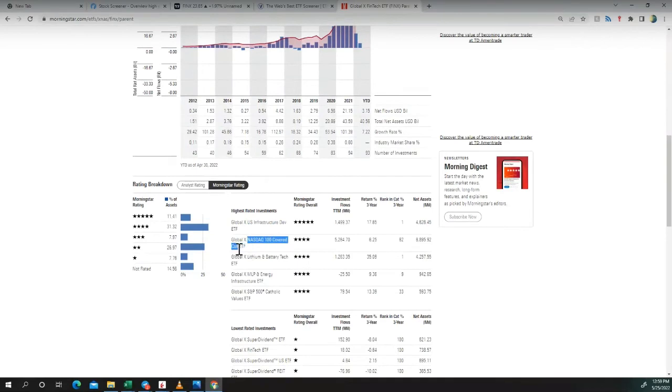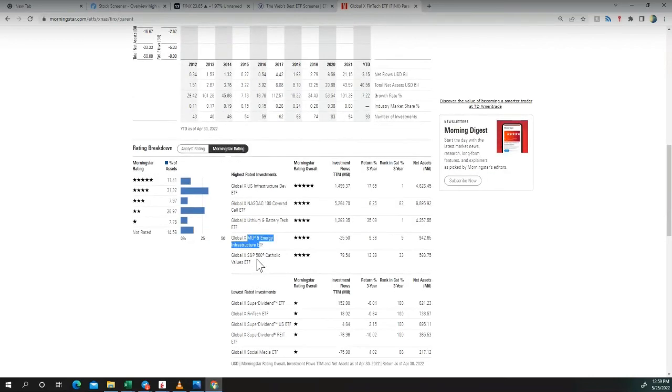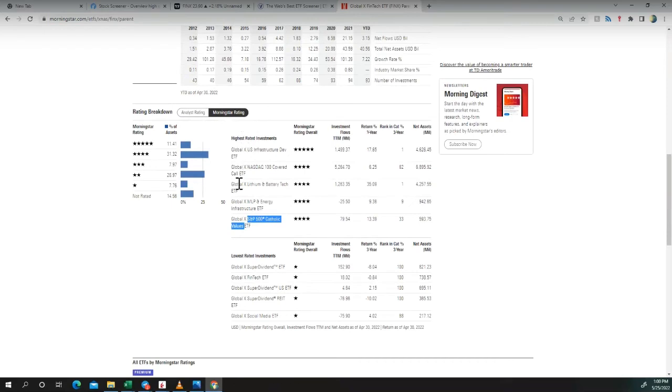So if you're doing options, this is one of those ETFs that invest in options in Nasdaq companies, 100 of them. They have lithium battery ETF. They have energy, MLP and energy infrastructure ETF, and they have S&P 500 Catholic values ETF. So whatever this is, you might want to look into them later on. And now they have, these are their highest rated ETFs, and these are their lowest rated ETFs.